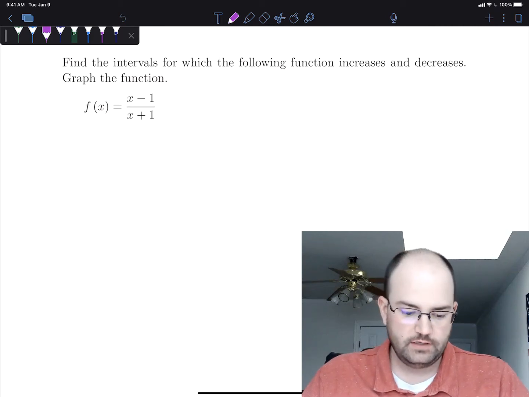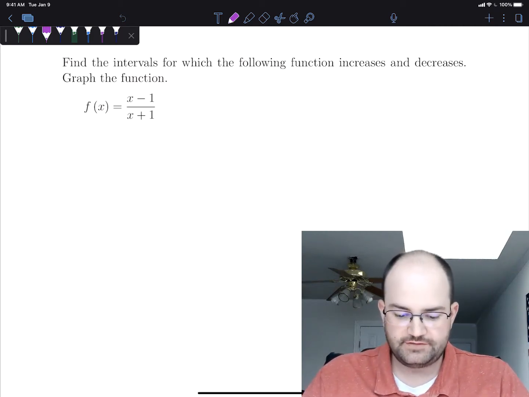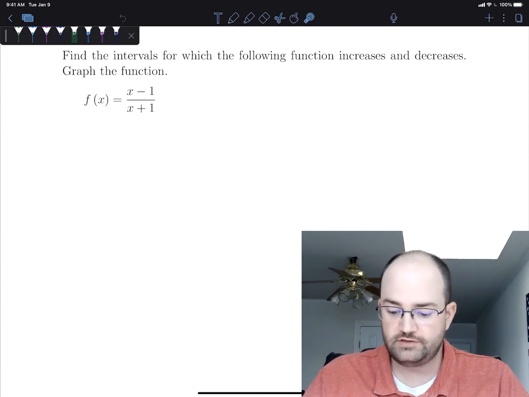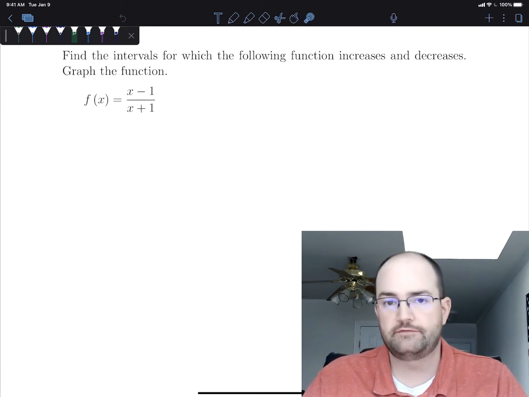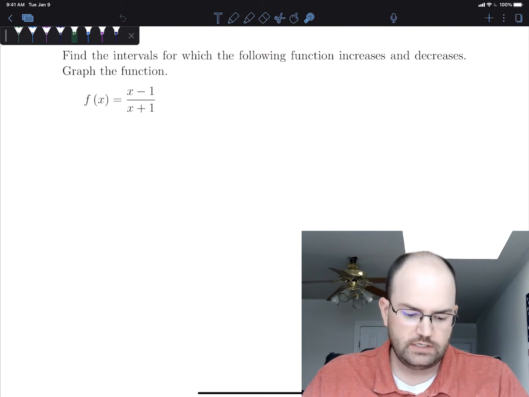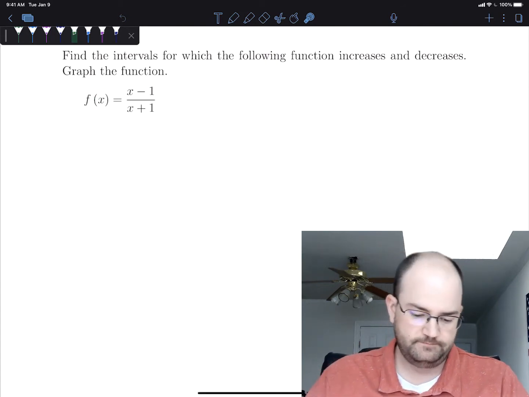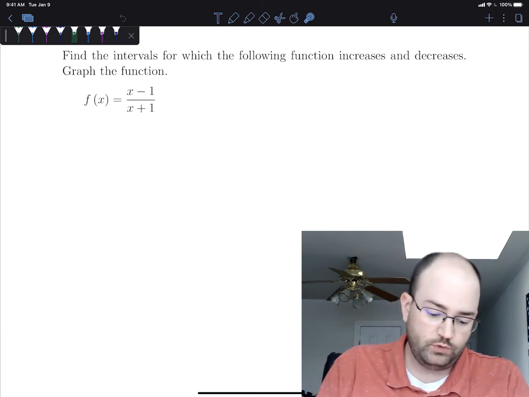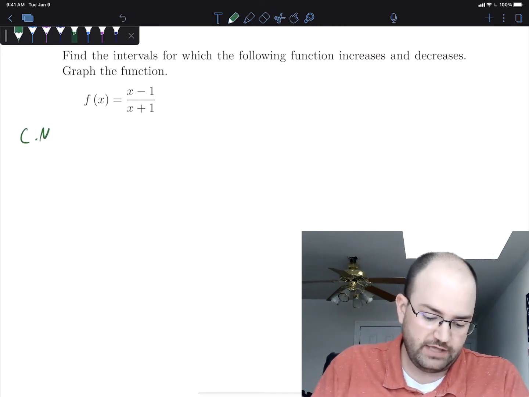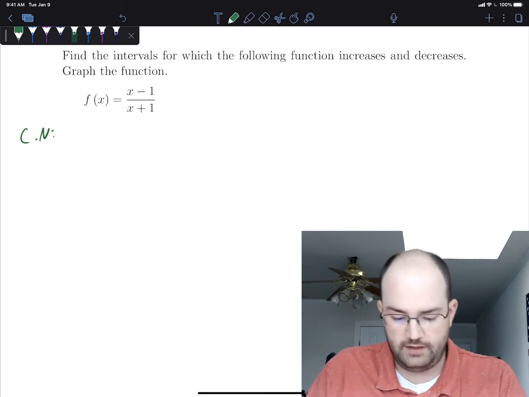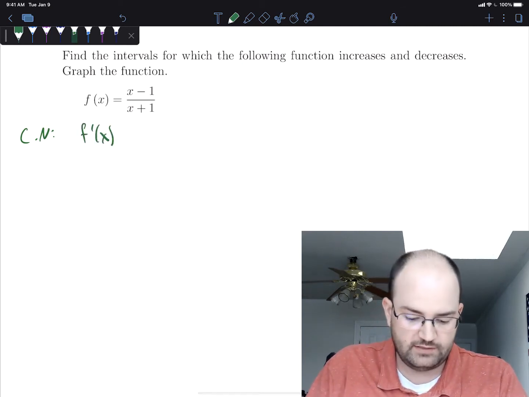Hello. In this video, we want to find the intervals for which the following function increases and decreases, and then we want to graph it, and we'll do that on the calculator. So f of x equals x minus 1 all over x plus 1. Well, to do that, we want to first find the critical numbers, and to do that, we want to find the derivative of f. So f prime of x equals what?